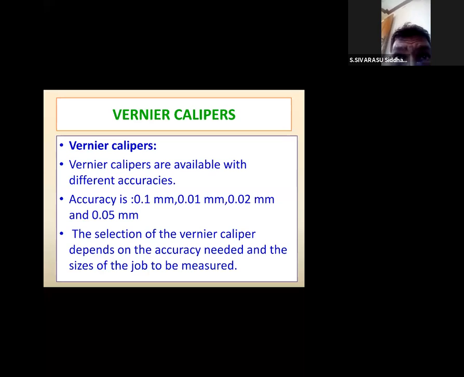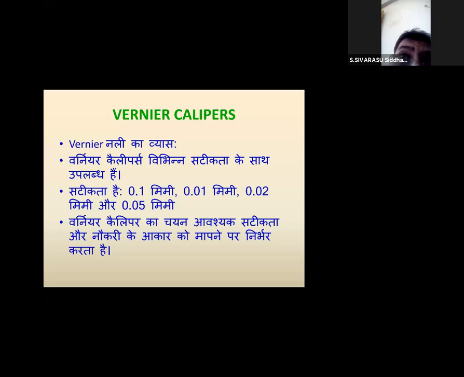Later 0.01 mm accuracy, then 0.02 mm, and 0.05 mm accuracy are also available. There are different accuracies of vernier calipers in use. For each accuracy, we are going to discuss how the graduation is marked on the main scale and also the vernier scale, and how the least count has come. We will discuss that one by one.